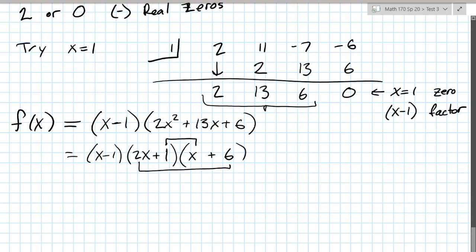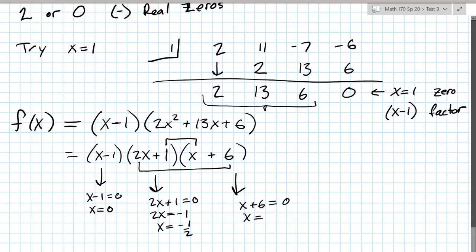Now that it's factored, we can set each piece to 0 to find the zeros. So this factor gives me this 0. This factor gives me my next 0. This factor gives me the next 0. Oh, and what we notice is that there is one positive 0 and two negative real zeros.